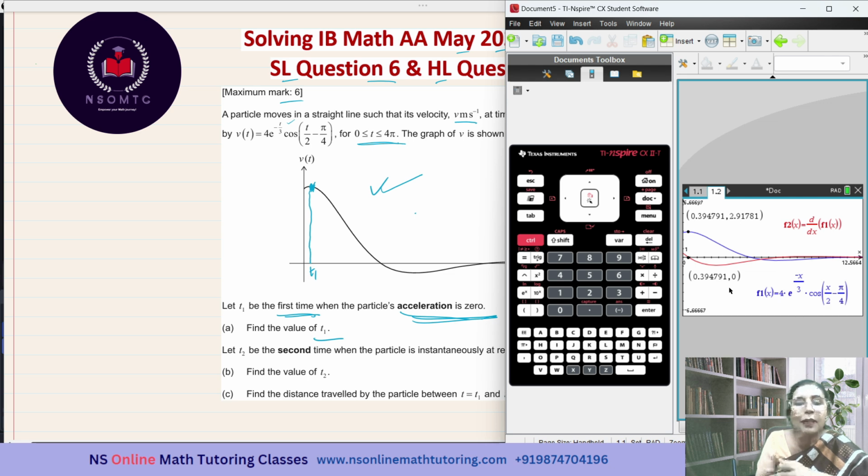The x value will be giving you the t1 value, or else you have to draw the acceleration graph and find its 0 to get the t1 value. Okay, first 0. So it is 0.395 I'll be writing.